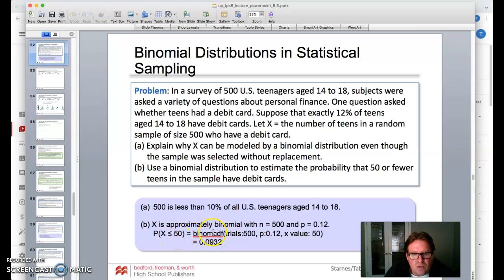So again, make sure we're going to use the cumulative binomial distribution here. We're going to use 500 trials. That's the n, right? P is going to be 0.12. Use the x of 50. Use the CDF, right? And so we're going to see that that's about 9.3%. That's what we would say the probability is.